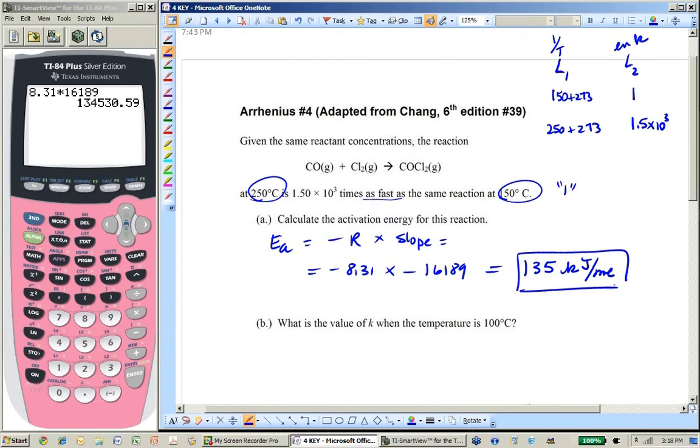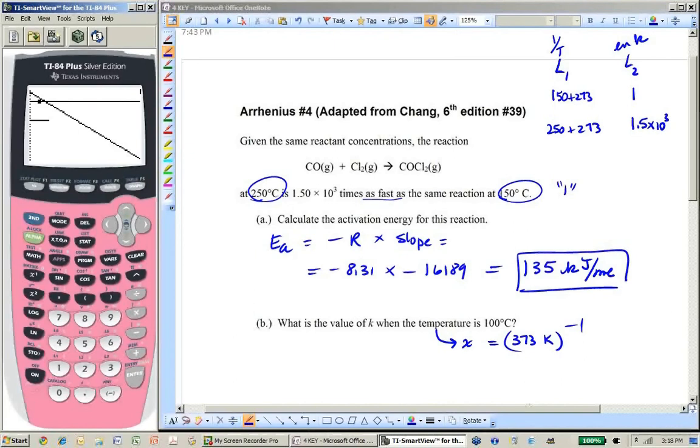for the activation energy. And what is the value of k when the temperature is 100? So you know x, agreed? It's an x value, and 373 is what it will be in Kelvin, and we need to take that to the -1. So I go to my graph, which is still set up at L1, L2, but it's got the wrong stuff in it. I don't think I pasted.